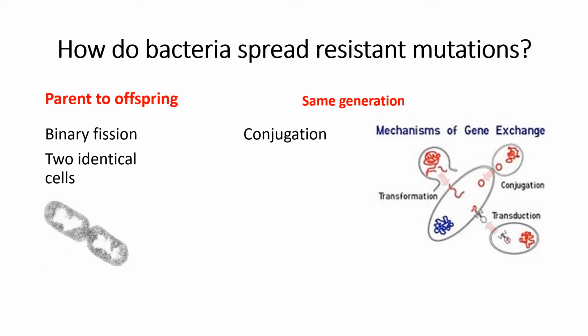Conjugation is when a cell directly transfers genetic material to another cell. One bacteria cell, the donor, uses the pilus to attach and transfer genetic material to another cell, the recipient. Now both cells contain the mutation.